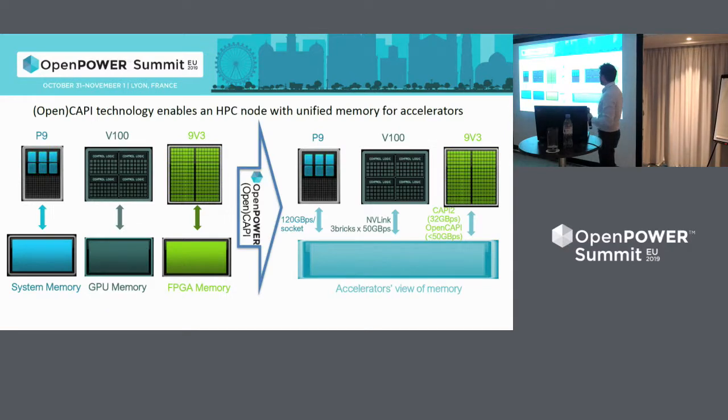So this is what we did, and this is what OpenCAPI technology is offering, right? Because we have our Power 9 system, V100, 9v3, explicit with their memory, and here is what OpenCAPI and CAPI technology is giving us: the ability for all of these accelerators to have a common view of the same memory.